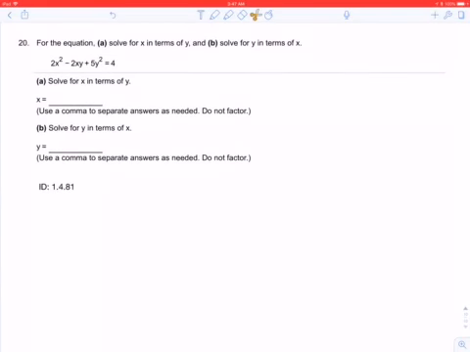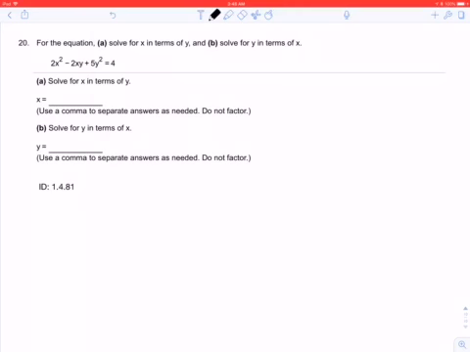So it says for the equation, solve for x in terms of y and solve for y in terms of x. Okay. So now, when we're solving for x in terms of y, all right, so we see we have an x squared, so we can kind of treat everything else like a number or a constant, okay? If we had 2x squared plus 2x plus a constant equals 4.